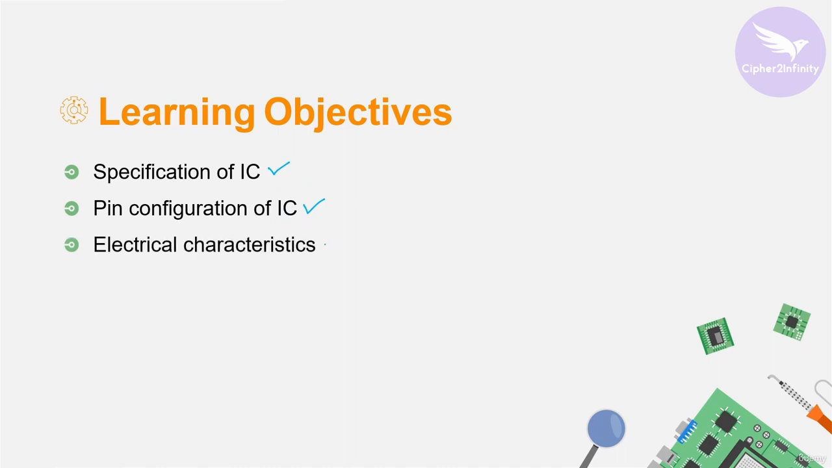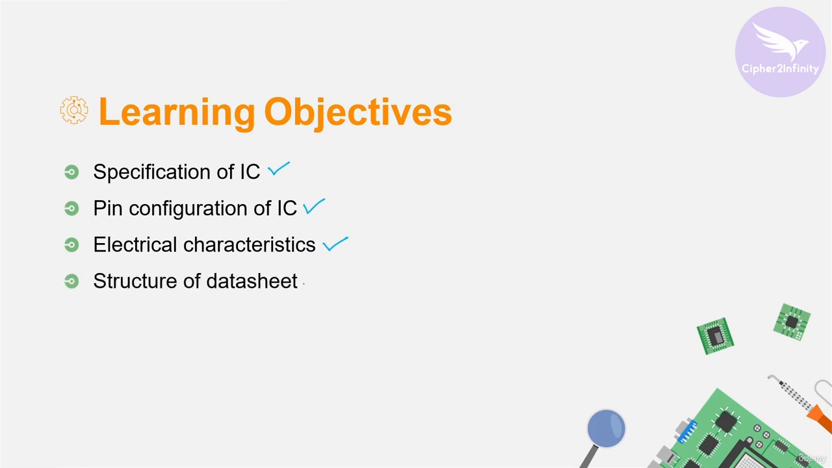Later, the next point is electrical characteristics. We will see how much output current it provides, what voltage it's going to generate on the output side, and what input voltage it supports on the input side. All those things we are going to see in this electrical characteristics section.